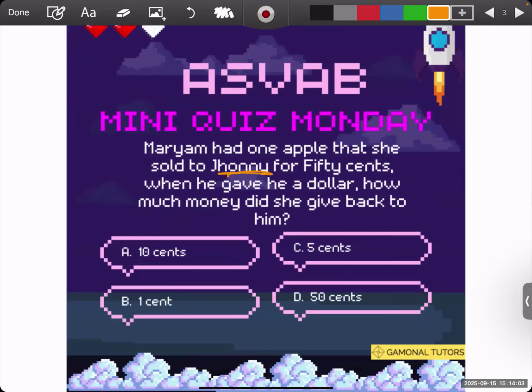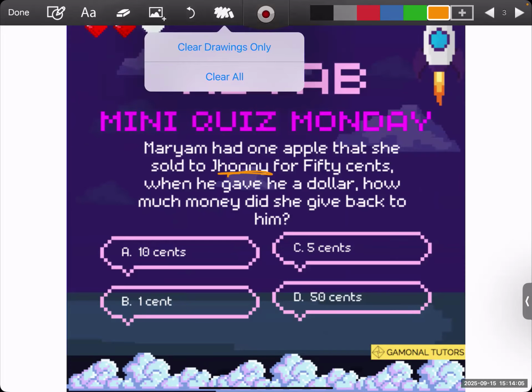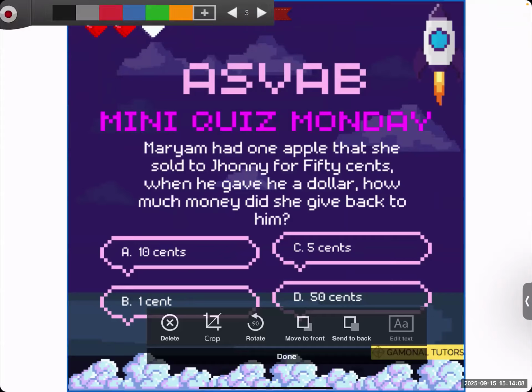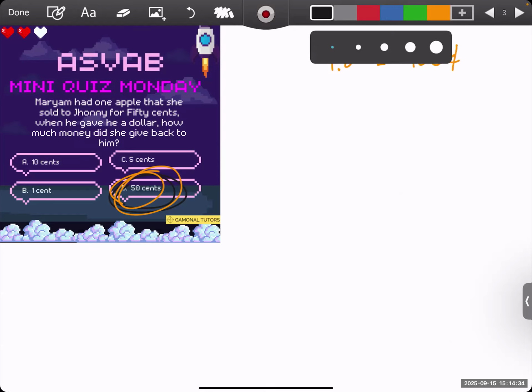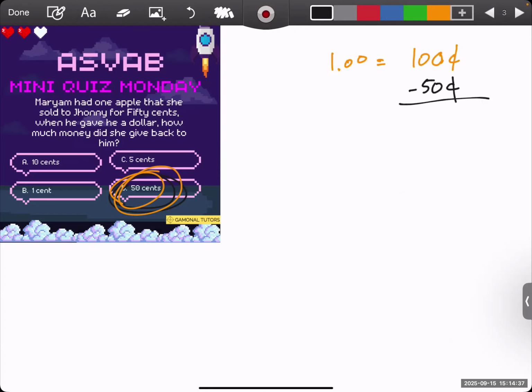All right. Miriam had one apple that she sold to Johnny for 50 cents. When he gave $1, how much money did she give him back? So if Johnny buys an apple for 50 cents and he pays $1, this question isn't too crazy. A lot of people like the money questions because they're used to seeing questions about change. Usually it's going to be that 50 cents back, right? As long as you know that $1 is equal to 100 cents. And then you take away 50 of those cents for the apple that he bought, and you'll be left with another 50 in change.